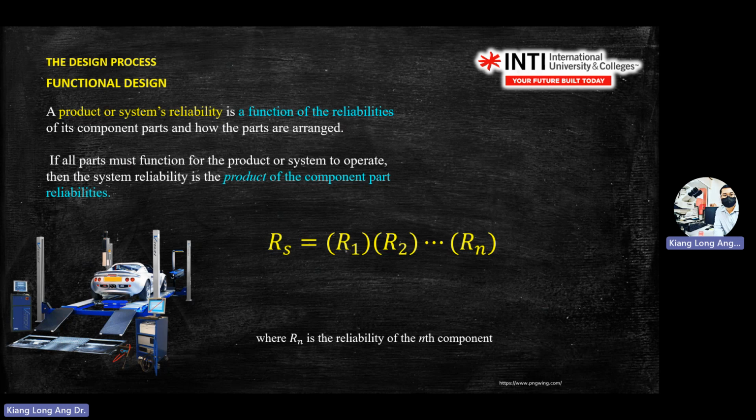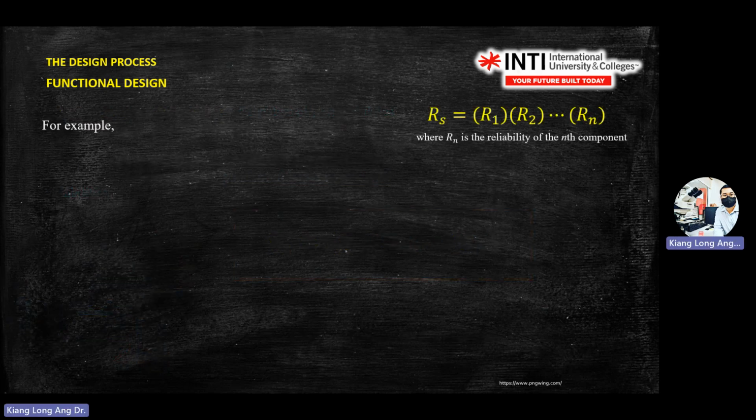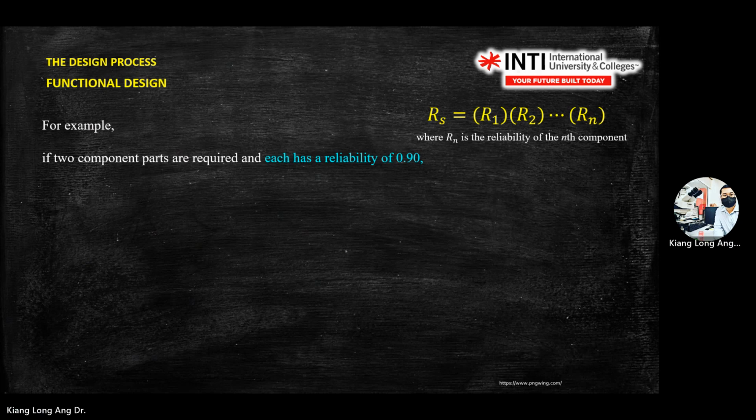So again, this is the first equation for today. Reliability of the system is component number 1 times component number 2, and so on. So how do you apply it? If you have two component parts required, you need to combine two components, and it tells you that each component has a reliability of 90%. 0.9 is 90%. So what is the system reliability if you combine these two parts?